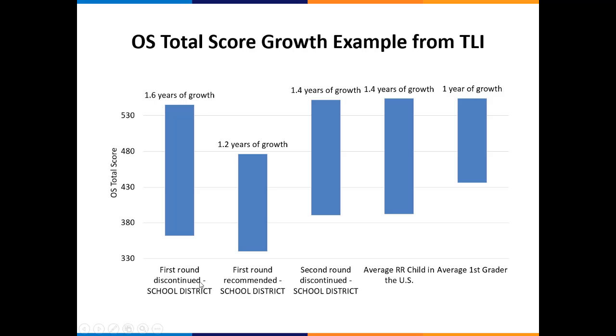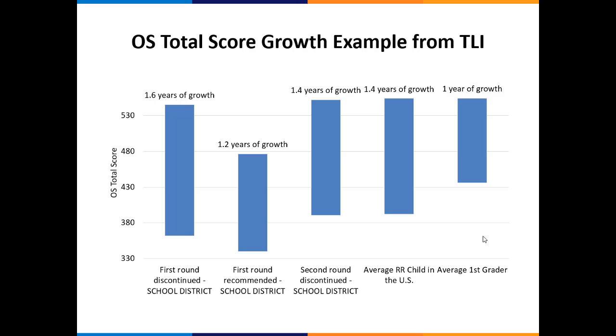So in this example, we are showing the growth for some first-round discontinued students from a sample school district, the first-round recommended students from the same sample school district, the second round discontinued students from our sample school district. Then we are showing the average growth made by Reading Recovery children in the United States. And finally, this last bar is the growth of the average first grader in the United States. And the average first grader is our random sample.